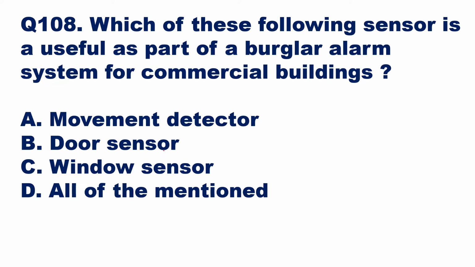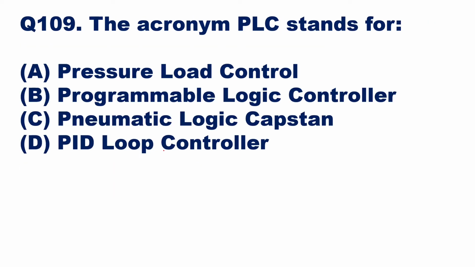Even if there is any movement, the micro switch will be operated. Even if the doors are opened and closed, the micro switch will be operated. Even when the windows are opened and closed, the micro switch will be operated. So all of the above mentioned are part of a burglar alarm system, because all of these will make the micro switch operate, the control element will operate, and the burglar alarm will be activated. So all the above three will be part of your burglar alarm system. Here you can see all of the above is the right answer. Then we'll go to question number 109.